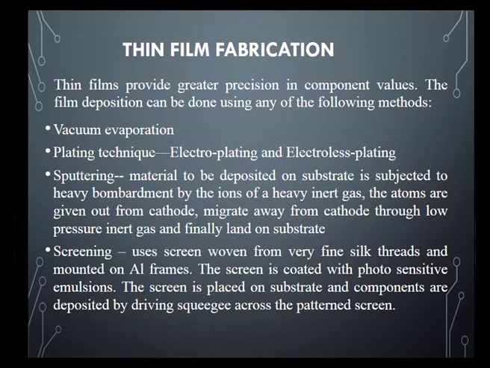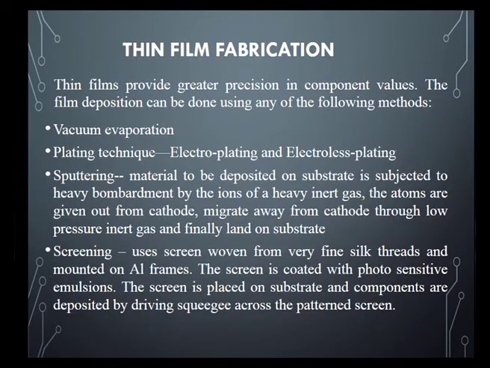Sputtering is another technique used in thin film fabrication, where the sputtering material to be deposited on is subjected to heavy bombardment by the ions of a heavy inert gas. The atoms are given out from the cathode, migrate away from the cathode through low pressure inert gas and finally land on the substrate. Whatever deposition of the material is done, it is done with the help of inert gases, which come out from a cathode at low pressure. This will combine with the P substrate material to form a particular type of material that can be diffused on the P substrate.